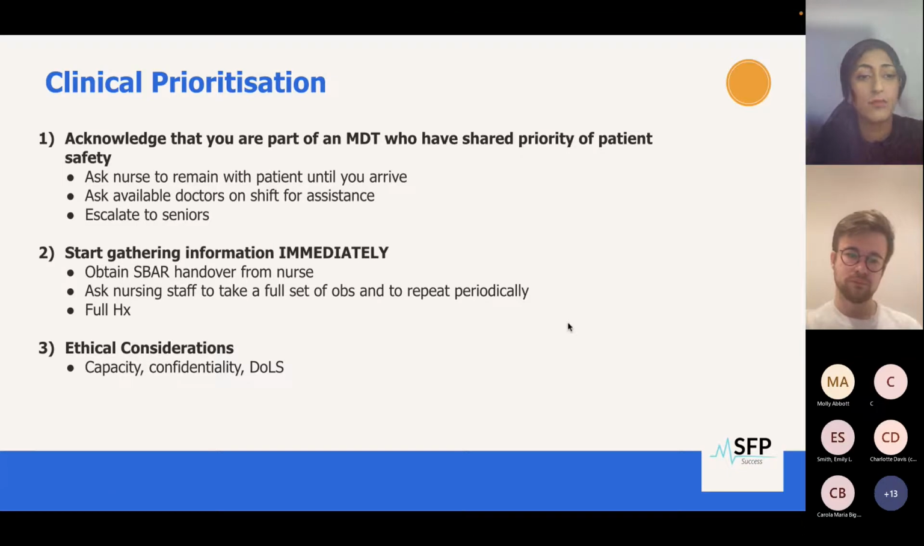And then things like taking a full history or getting a collateral history, that doesn't necessarily need you to take it. And then finally, think about what applies to the scenario specifically. So look at things like age, mental status, and think about concepts like capacity, confidentiality, and deprivation of liberties. And I think if you use all of these 3 categories, it's just a really good approach to these scenarios and making sure that you cover all of the relevant points.